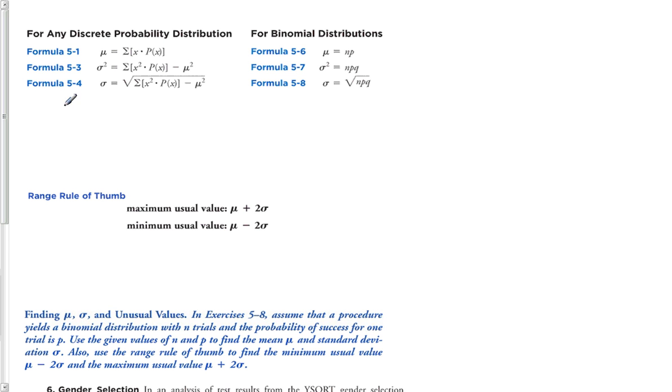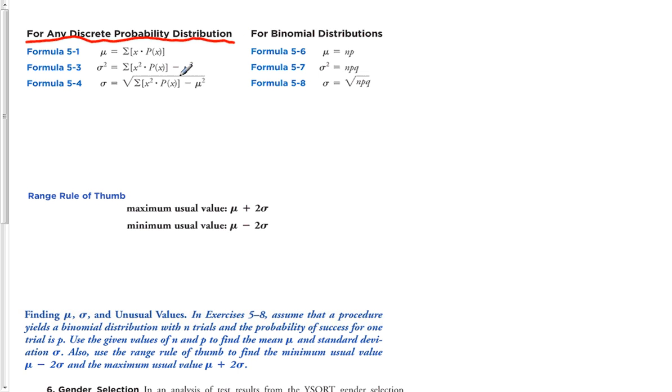All right. Now we look at how to find the mean, variance, and standard deviation of the binomial distribution. And here we have the formulas for finding the mean, standard deviation, and variance for any probability distribution. So these formulas over here, 5.1, 5.3, and 5.4, will actually work with the binomial distribution, but over here, 5.6, 7, and 8, we have shortcut formulas.